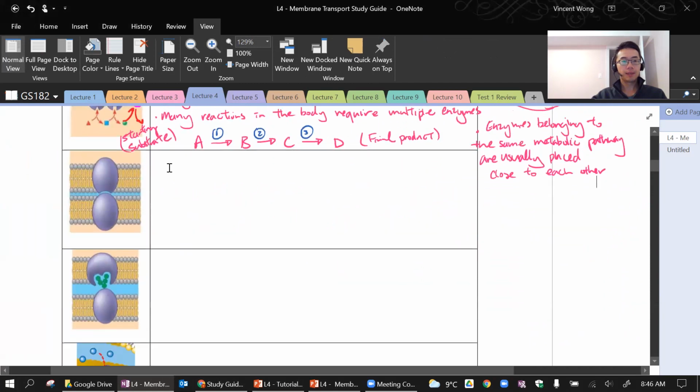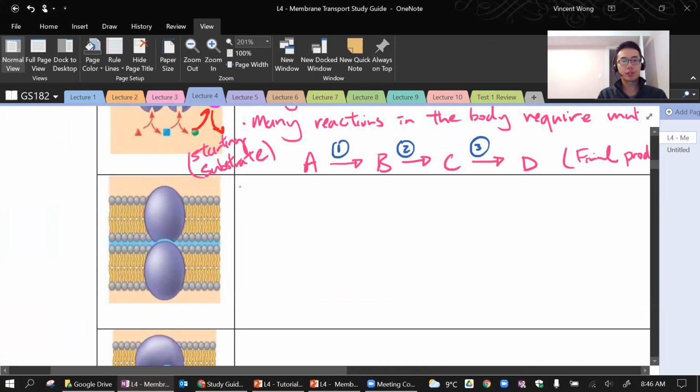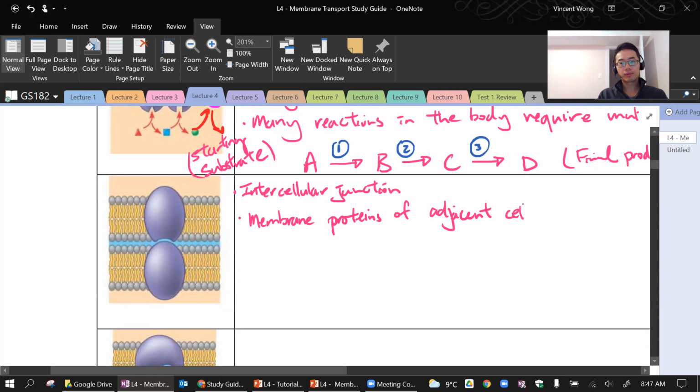Okay, next, this one. This is intercellular junction. A junction is basically connecting two adjacent cells together. So membrane proteins of adjacent cells that are next to each other can hook on to each other.